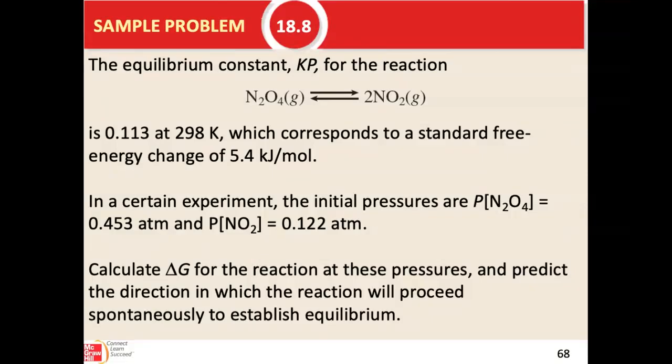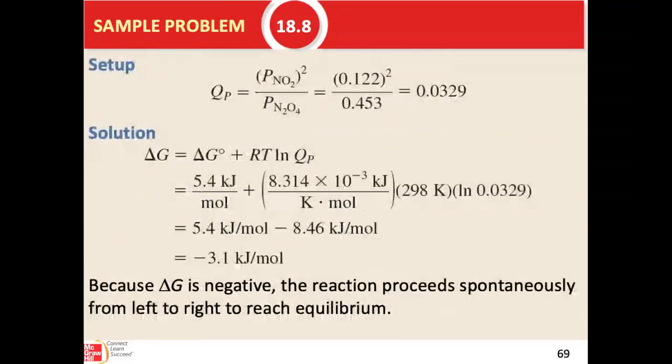This is dinitrogen tetraoxide decomposing into nitrogen dioxide. And Kp for the reaction is 0.113 at 298 Kelvin. The standard free energy for this reaction is 5.4 kilojoules per mole. Let's say for a certain experiment, the initial pressures of the substances are provided to us. They want us to calculate the delta G for the reaction and predict which direction the reaction will go to establish the equilibrium. So we're going to use this formula.